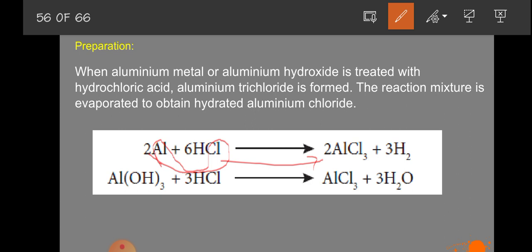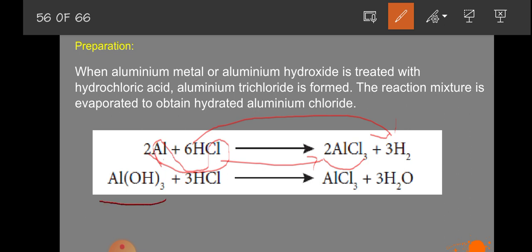The hydrogen will be evolved from the reaction. So you can see here 6 hydrogen molecules. 3 twos are 6. 2 aluminum is there, and 2 AlCl3. This 2 is common for all, right? So up to 6 chlorine. You understand? So we form aluminum chloride with hydrogen gas. This is a metal and acid reaction. When aluminum metal reacts with hydrochloric acid, we get a salt with hydrogen gas.